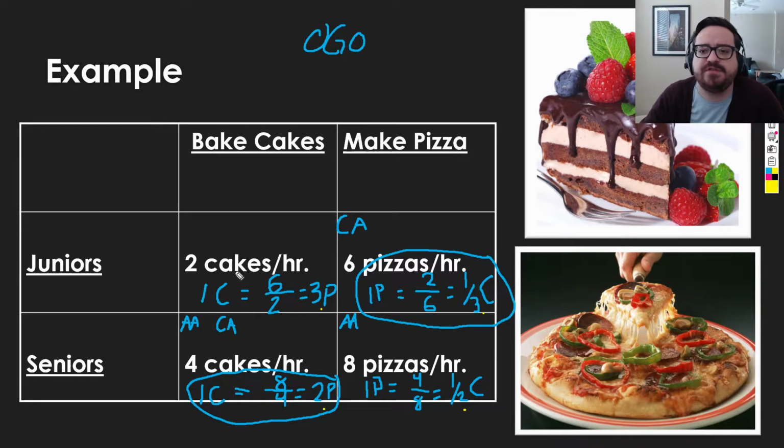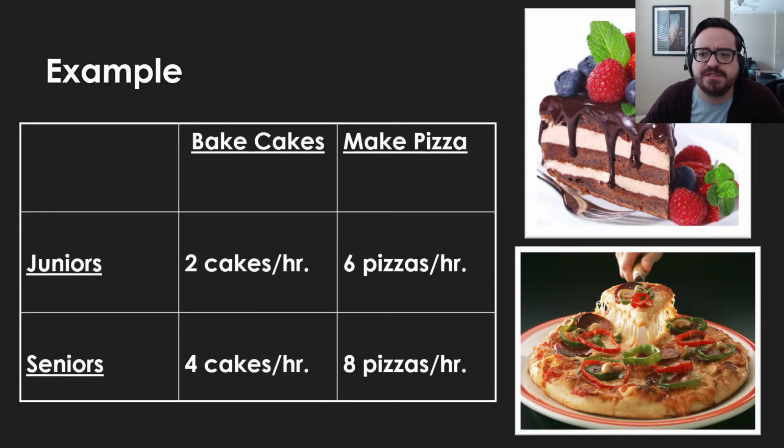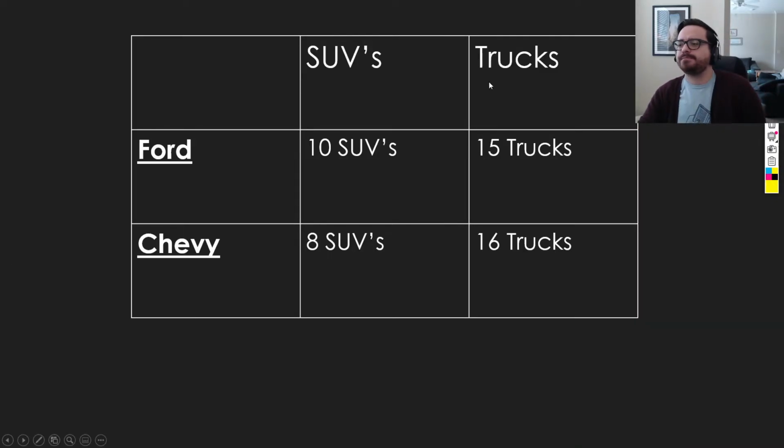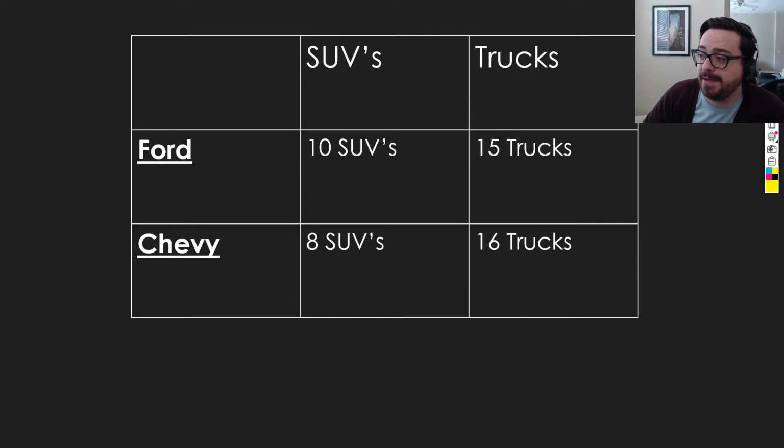The OGO thing will save you time here, but let's give you one more example before I move on to the next concept. So, I got Ford and Chevy. They can make SUVs and trucks. For you, time to test your brain and see if you know what you're doing. Find the absolute advantage and the comparative advantage.